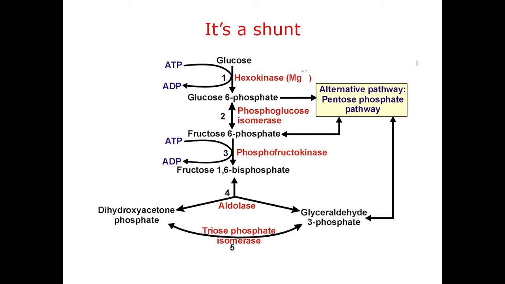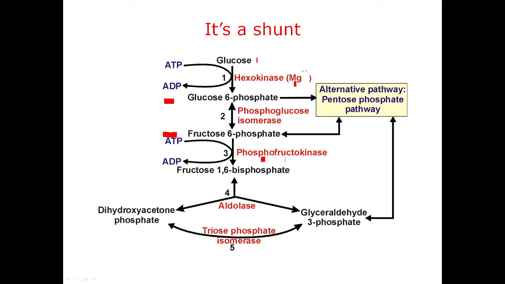So how does this shunt terminology work? Basically, glucose is there. Glucose gets converted into glucose 6-phosphate with the help of the enzyme hexokinase. Magnesium is also required in this process, and ATP is getting converted into ADP. This is the first step of glycolysis, formation of glucose 6-phosphate. Next, glucose 6-phosphate with the help of phosphoglucoisomerase gets converted into fructose 6-phosphate. This is an isomerase reaction.